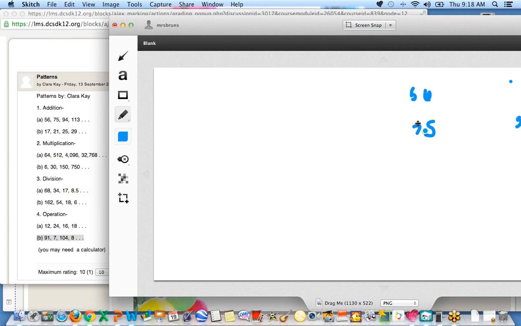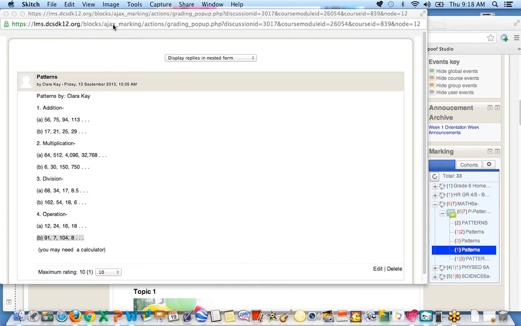All right, so we had 56, then we moved to 75, 94, and then 113. Okay, so we got some guesses. I'm going to turn this off because that's just not looking good at all. So we think that the next number would be 132. Clara, are they correct? 132, yep. Okay, so what were you adding each time? I was adding 19. You were adding 19 to each one.